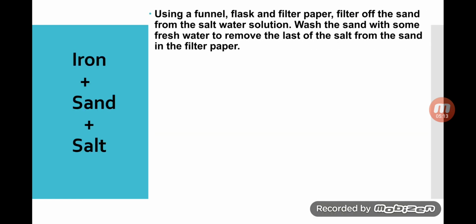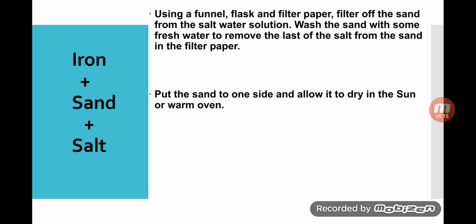And using a funnel, flask, and filter paper, the sand from the salt water solution can be removed, and wash the sand with some fresh water to remove the last of the salt from the sand in the filter paper. Means you have to follow the filtration process.